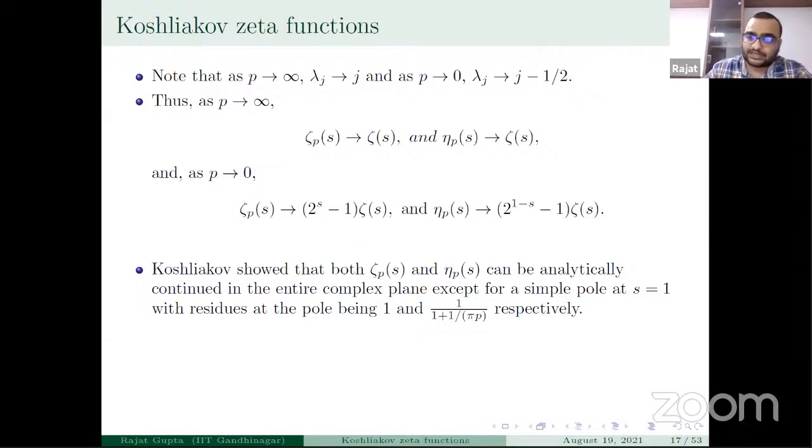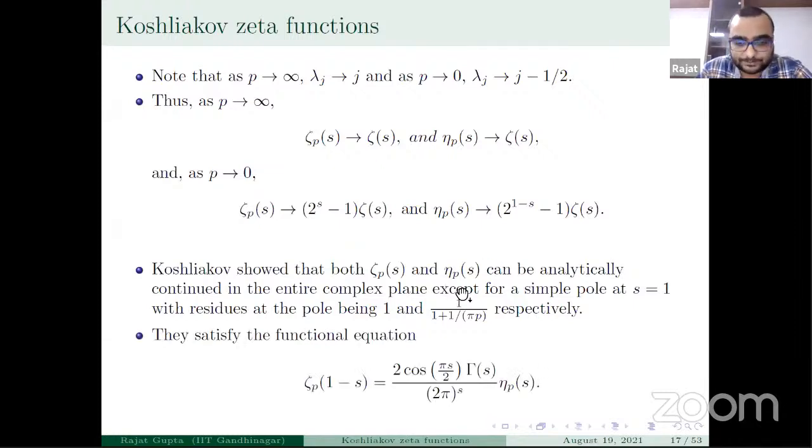And also it has a pole at s equal to 1 with residue 1, and zeta p of s has residue 1 at the pole s equal to 1, and eta p of s also has residue 1 upon 1 plus 1 upon pi p at s equal to 1. So as you can see, if you take p tends to infinity, this reduces to 1, and eta p of s also reduces to 1, reducing to the Riemann zeta function. They also satisfy the following functional equation: zeta p of 1 minus s is equal to 2 cos pi s by 2, gamma s upon 2 pi to the s, and eta p of s.